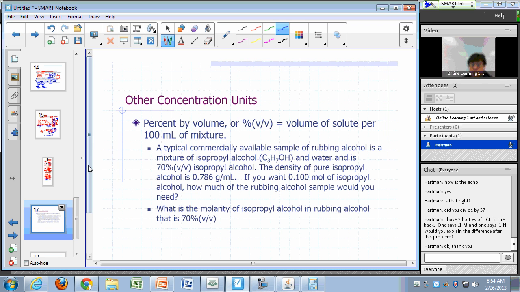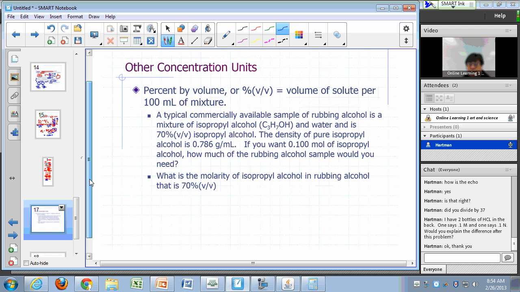Okay. So let's see. Here's another concentration unit you might encounter: percent by volume. This is usually the concentration that alcohol solutions are given in. If you have a mixture of alcohol in water, it's given as percent by volume. It tells you how many milliliters of solute you have in a 100 milliliter solution.